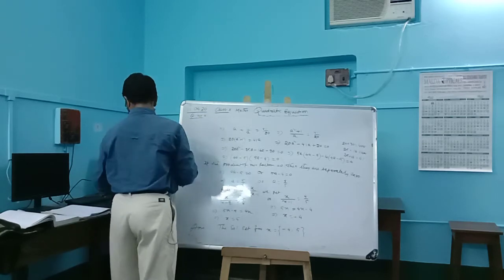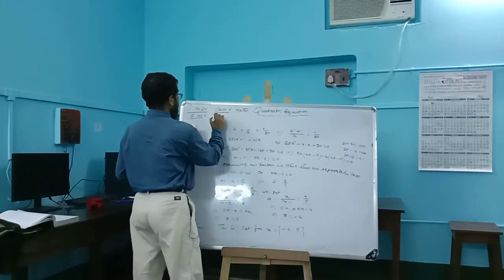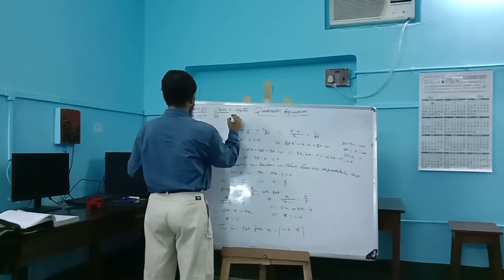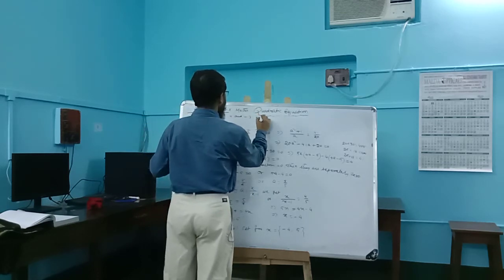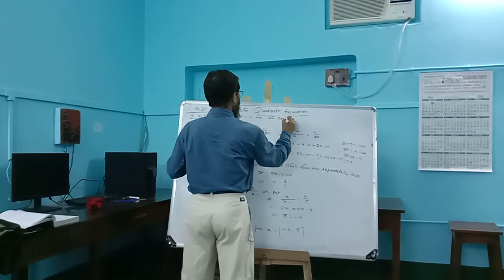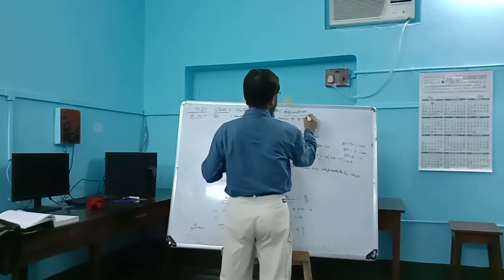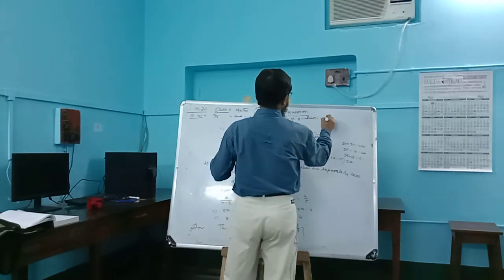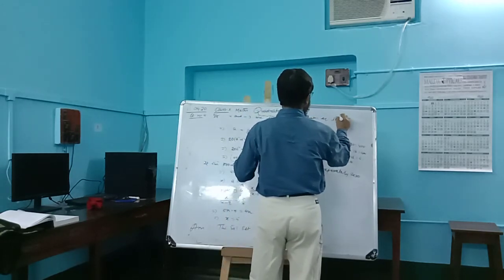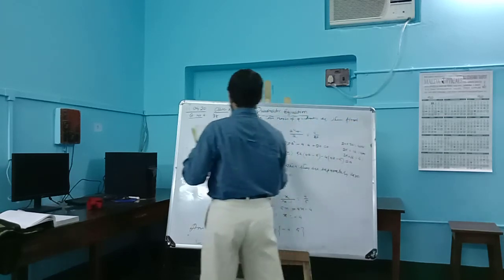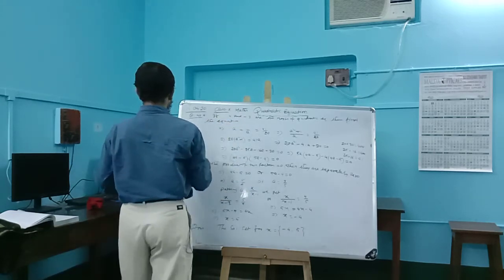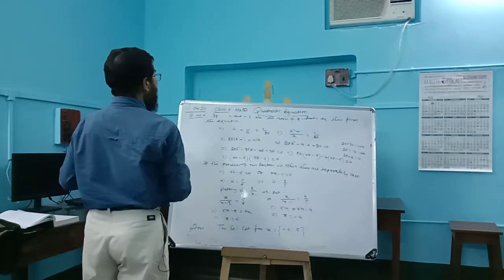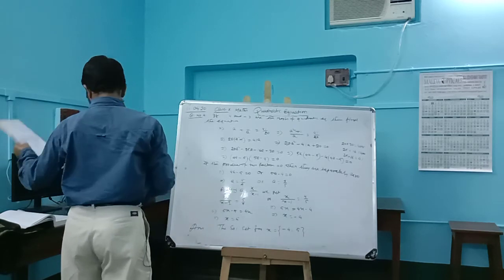Question number 4. If 4 and −3 are the roots of a quadratic equation, then find the equation. 4 and −3 are the roots of a quadratic equation. Find the equation.